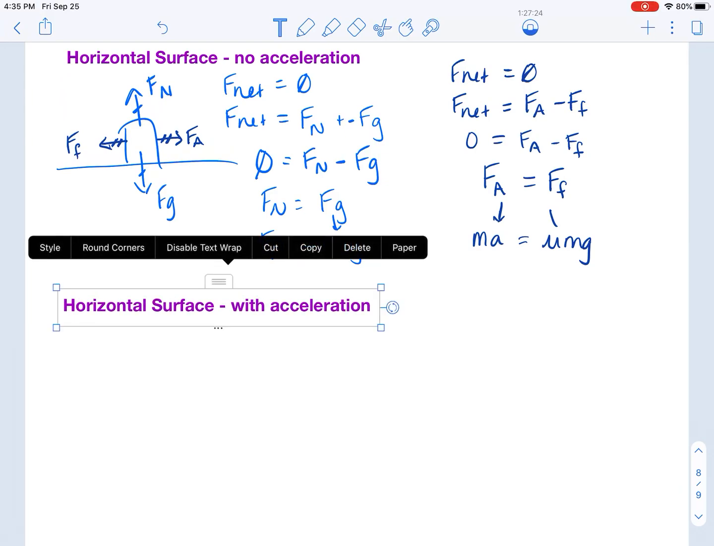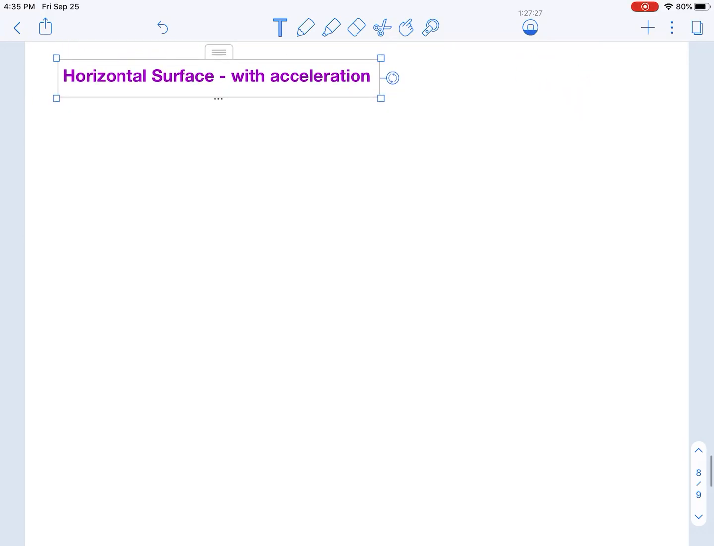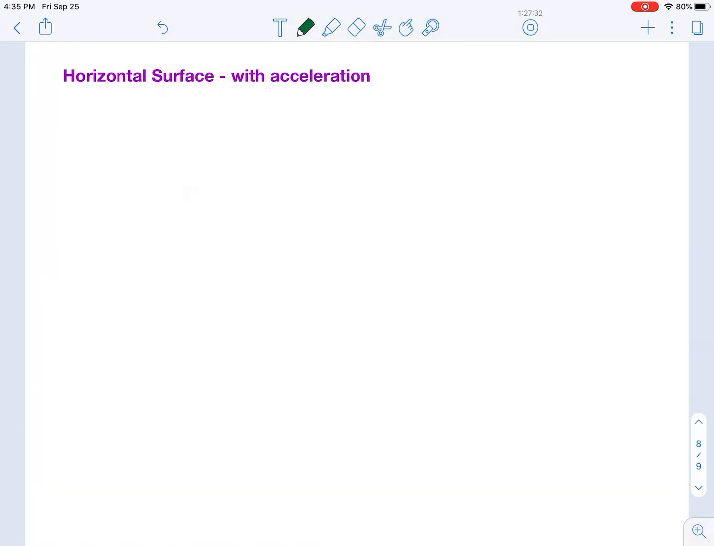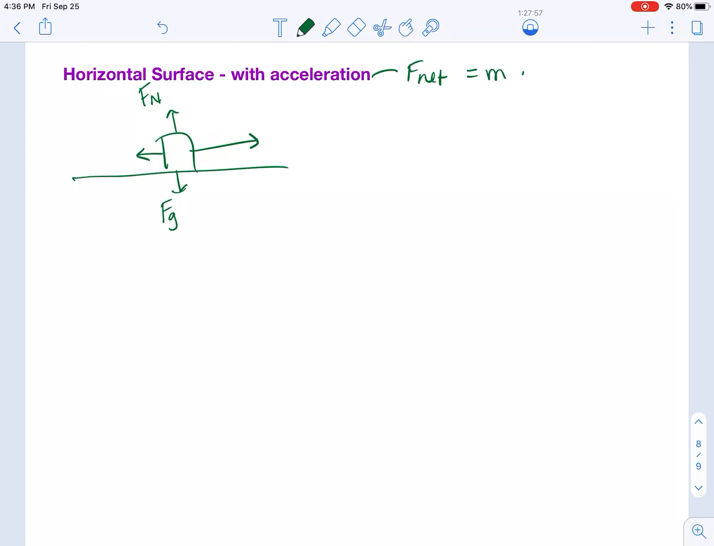So if we have an object that is on a horizontal surface and there is an acceleration, here's my object. We're going to assume here that we are focusing on an acceleration in the horizontal direction for right now, because that's most often what our questions are about. The fact that I have an acceleration means I have an actual value for my net force, because remember, it's the net force that is responsible for the acceleration that takes place.